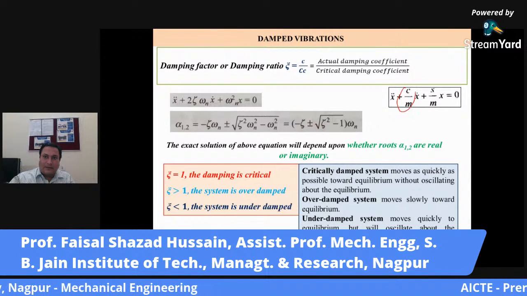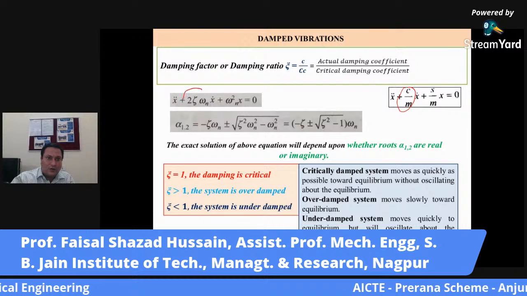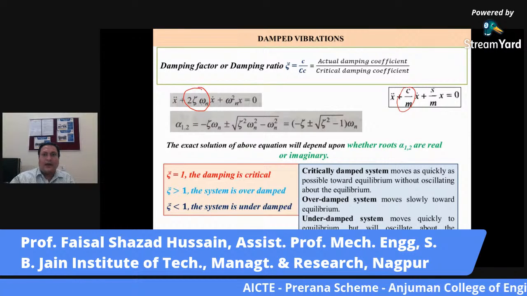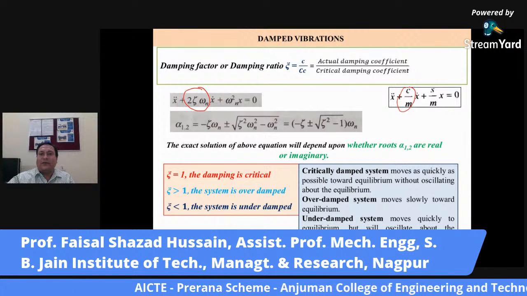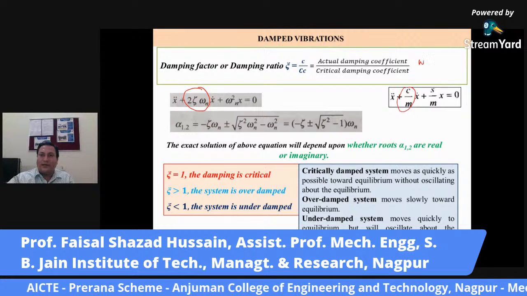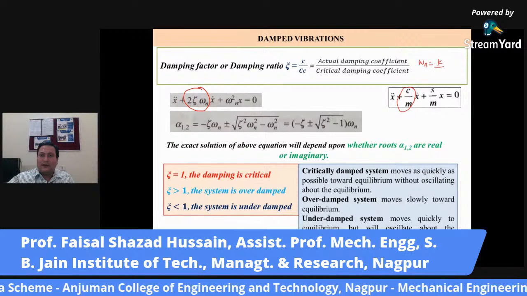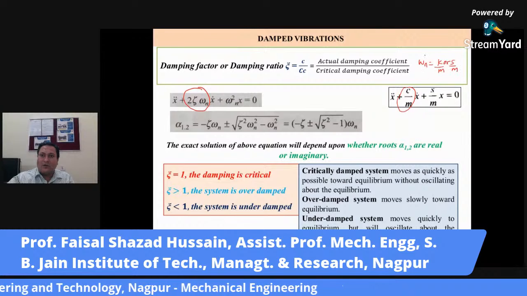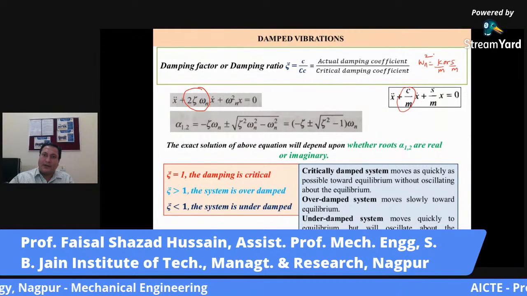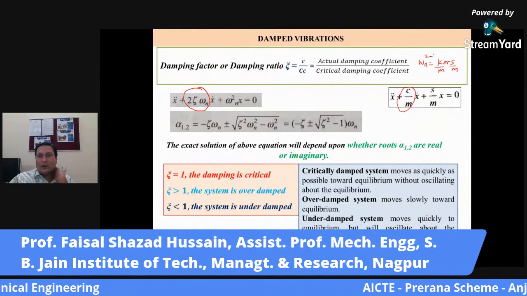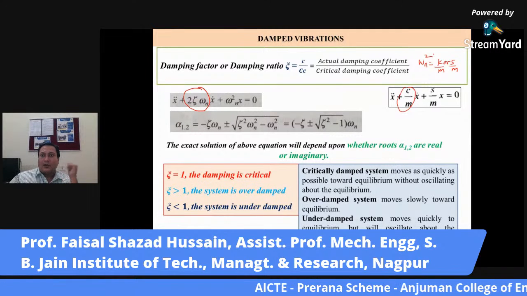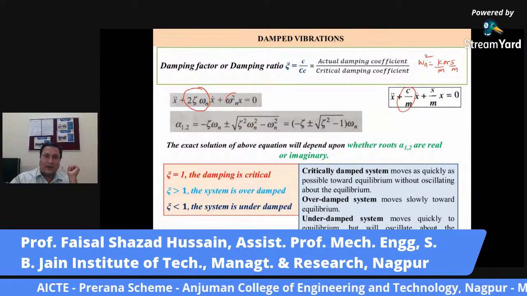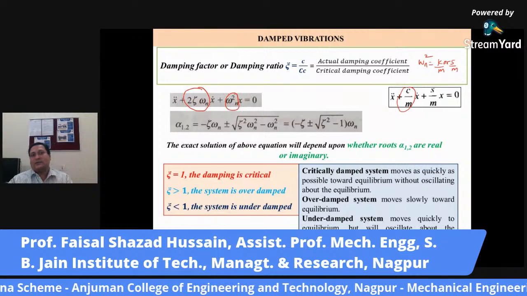Instead of c by m, we are substituting here 2 zeta omega n. And similarly, what is natural frequency? Natural frequency is k by m, or h by m under root, or omega n square equal to k by m, and omega n equal to under root k by m or h by m. Okay? So what we are doing, instead of h by m, we are substituting omega n square, the natural frequency.